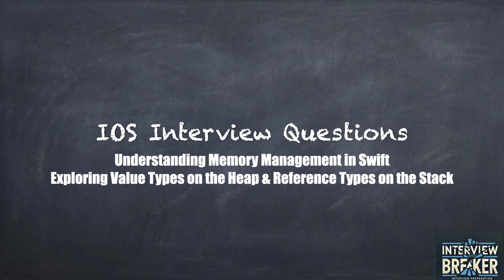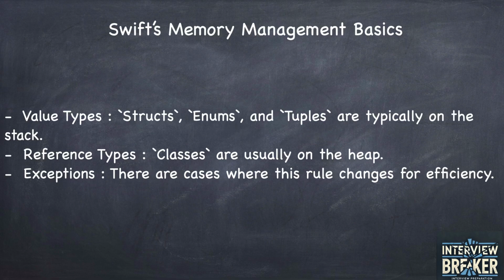Today we're diving into an advanced Swift topic: cases where value types can be stored on the heap and reference types on the stack. Understanding these scenarios gives us a deeper insight into how Swift manages memory and how compiler optimizations come into play. In Swift, the general rule is that value types like structs, enums, and tuples are stored on the stack, while reference types like classes are on the heap. However, there are exceptions. Let's start with value types on the heap.